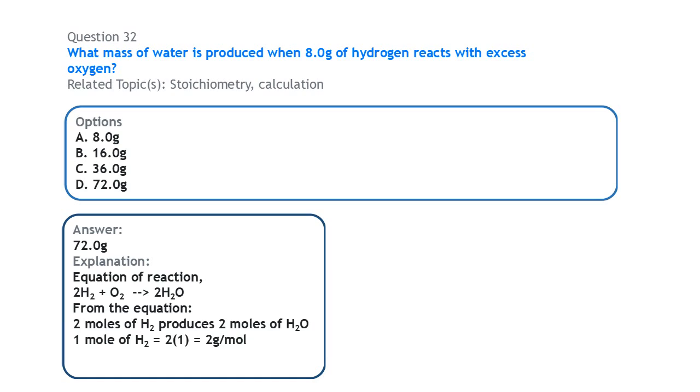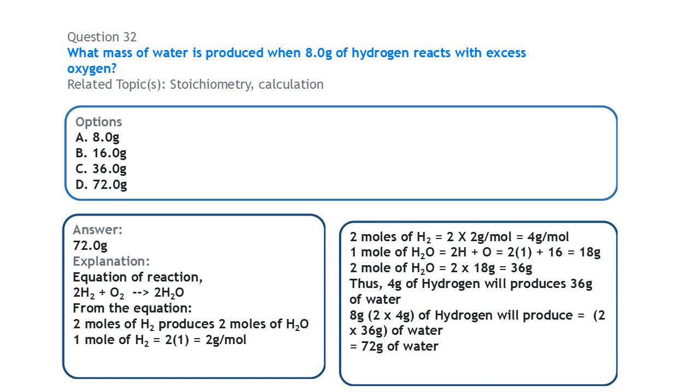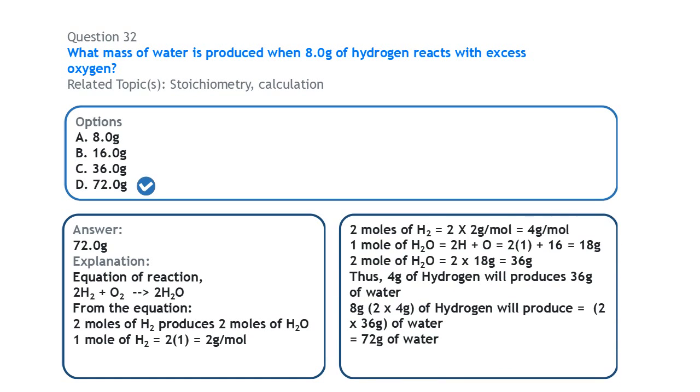We look for the molar mass of hydrogen. 1 mole of hydrogen is going to be 2 times 1. How do you get 2 times 1 here? The atomic mass of hydrogen is 1, and we have 2 of it here. So this is 2 times 1, which is 2 grams per mole. That means 1 mole of hydrogen is 2 grams per mole. 2 moles of hydrogen will then be 2 times 2 grams per mole, and that is 4 grams. That's what we get for 2 moles of hydrogen.